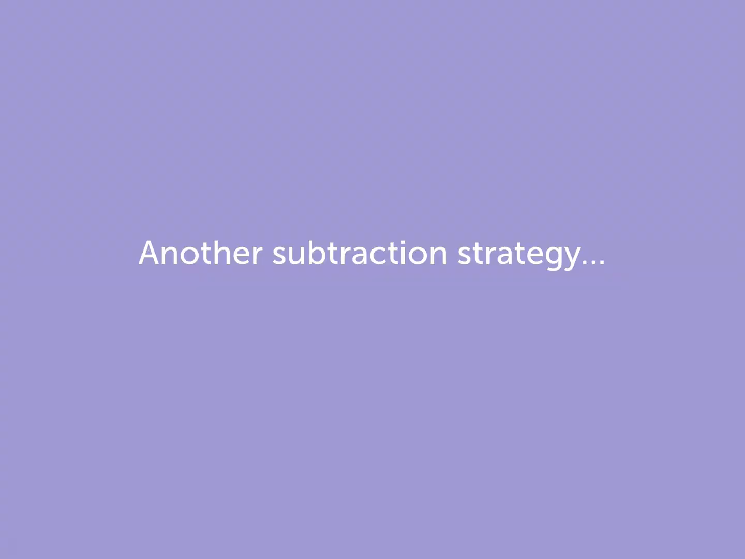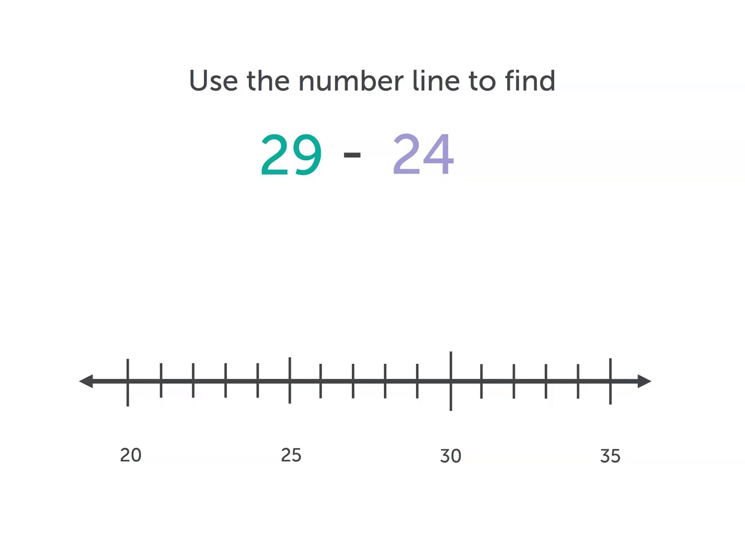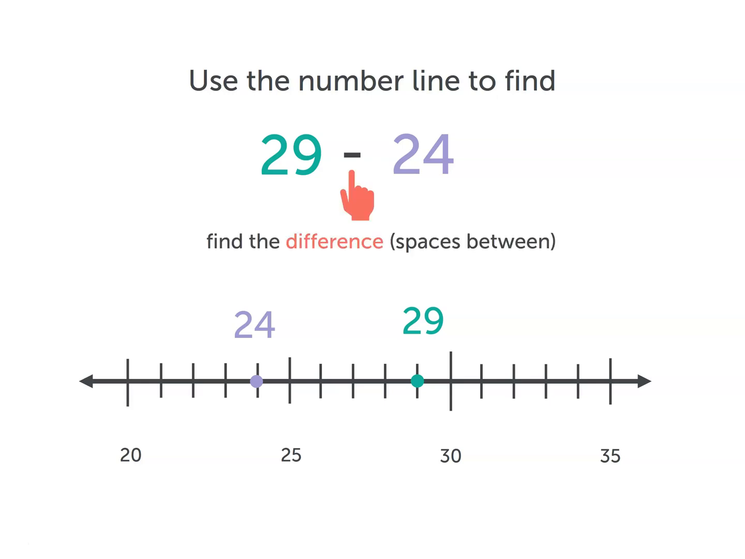Now here's another subtraction strategy. Suppose we have two numbers. We can use the number line to find 29 minus 24. First, we plot the number 29, then the number 24. Because we're finding 29 minus 24, we can also say that we're finding the difference, or the spaces between.